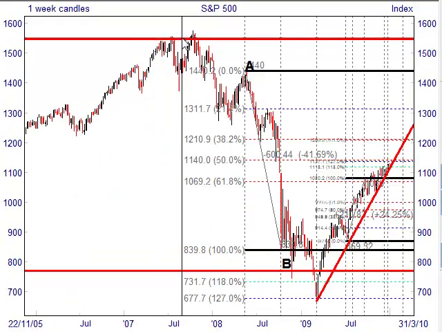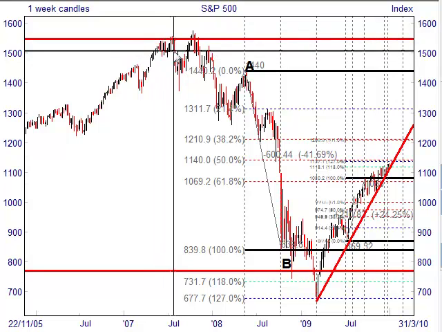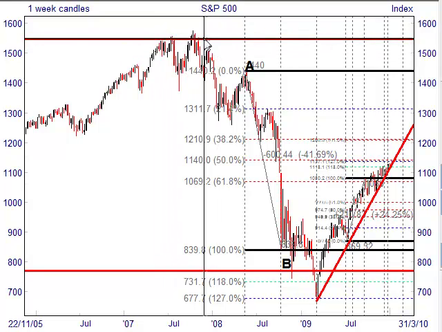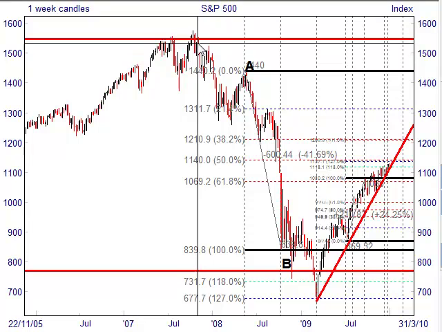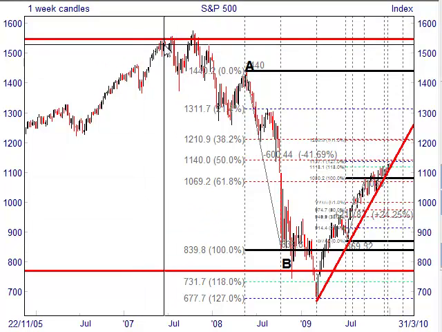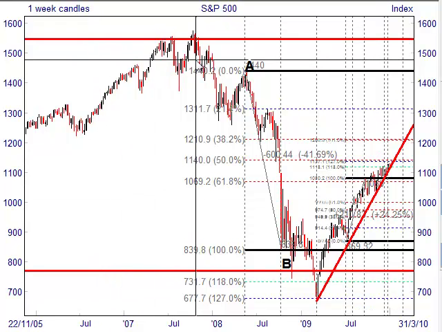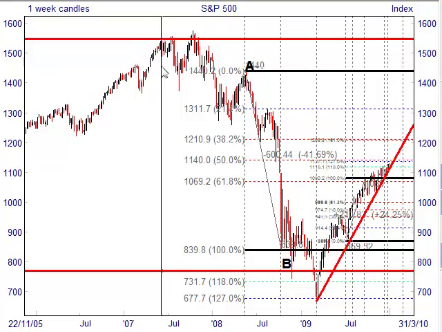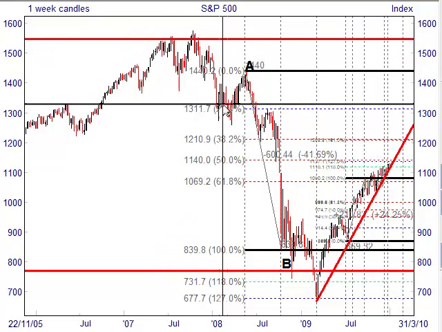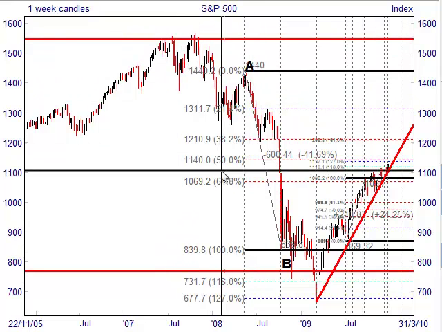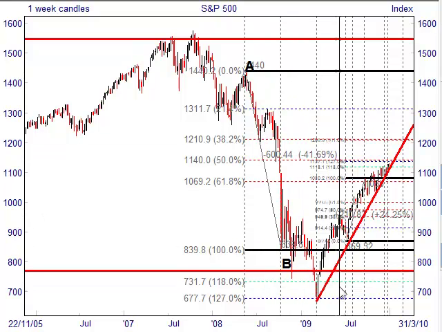2007, we can once again see the head and shoulders pattern being formed at that 1550 area. This seems to be the upper range of the S&P 500. As the market started making lower lows and lower highs, it found support again around the 750 area before starting to head back up.